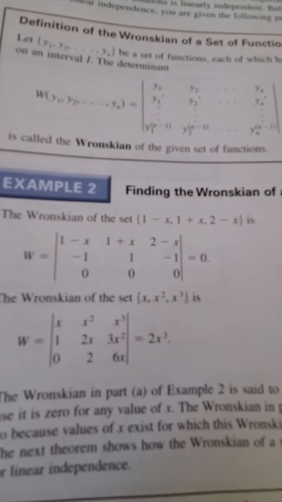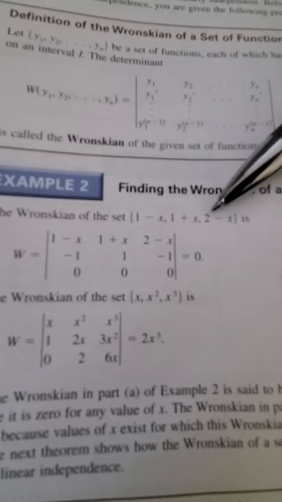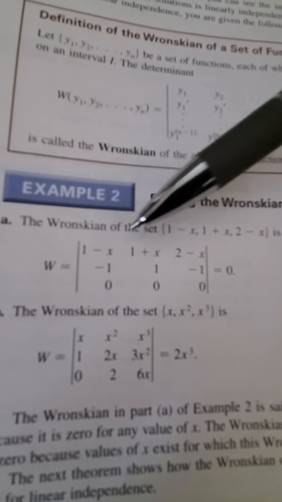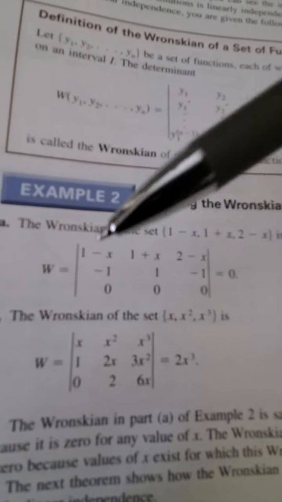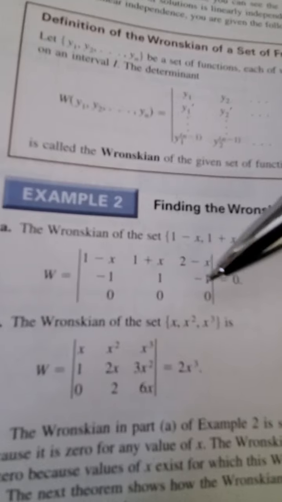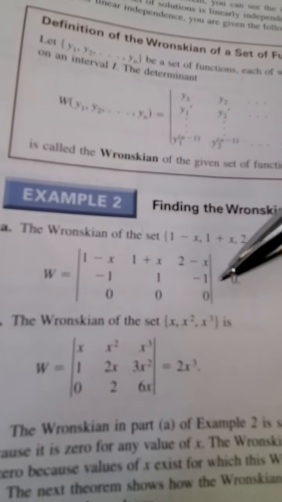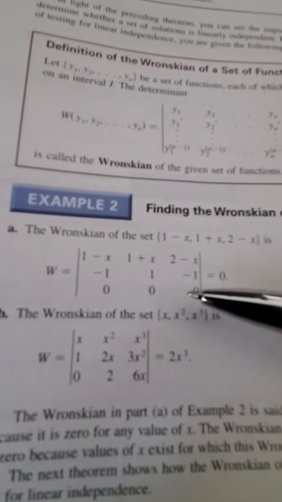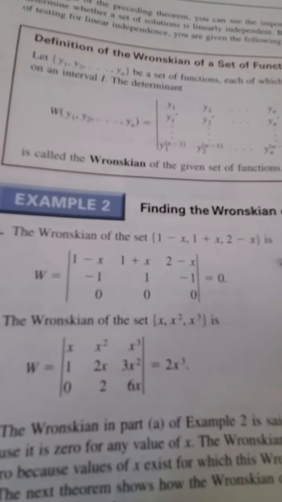So, for example, if my functions are 1 minus x, 1 plus x, and 2 minus x, and I stick them into the Wronskian: 1 minus x, 1 plus x, 2 minus x, the first derivative is negative 1, positive 1, negative 1. The next derivative is 0, 0, 0. If I take the determinant, I get 0. So the Wronskian of these functions is 0.